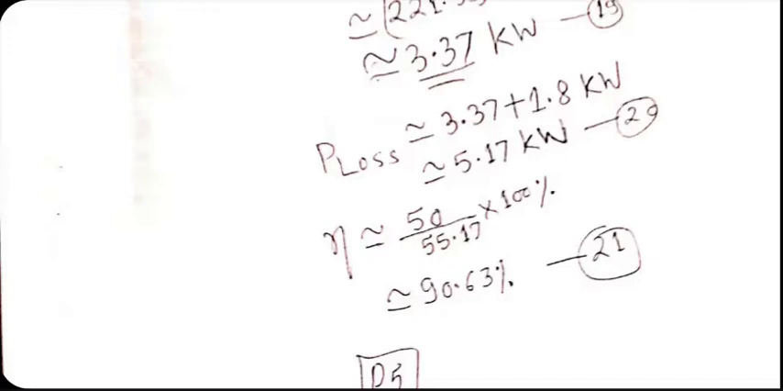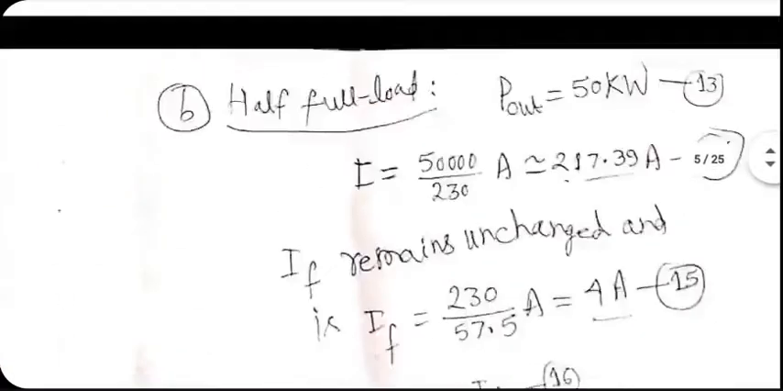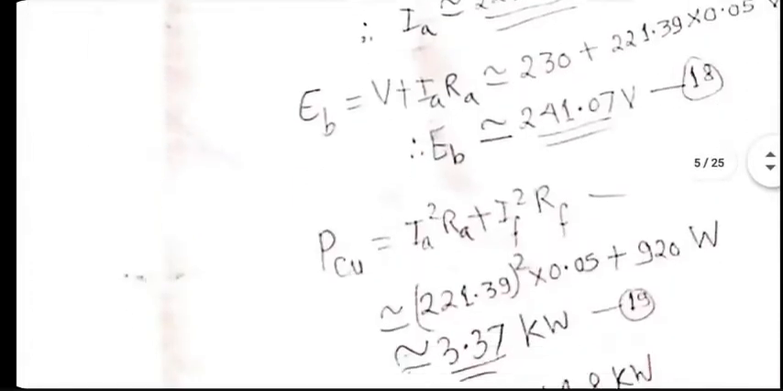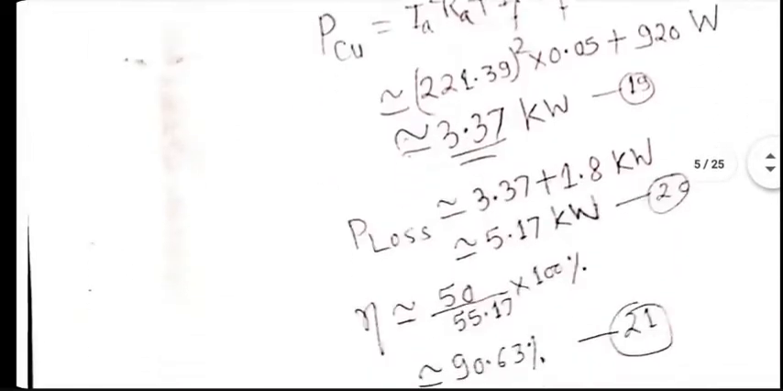So efficiency is 50 divided by 55.17 and you multiply the result by 100. Efficiency in this case goes up slightly. It is now 90.63%. At full load, it was 89%. This is typically the case. As load goes down, efficiency improves a bit.